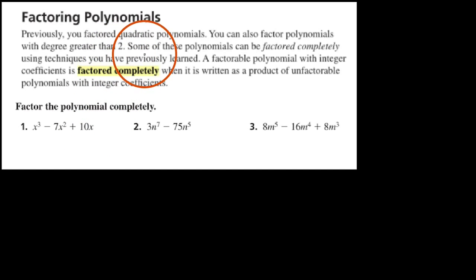So what we mean by factoring completely, using techniques that we've learned already, is that a factorable polynomial with integer coefficients is said to be factored completely if it's written as the product of unfactorable polynomials with integer coefficients. Now, with this integer coefficients part, I'm not going to get bogged down immediately. What I want you to see is this: it's written as a product of unfactorable polynomials.